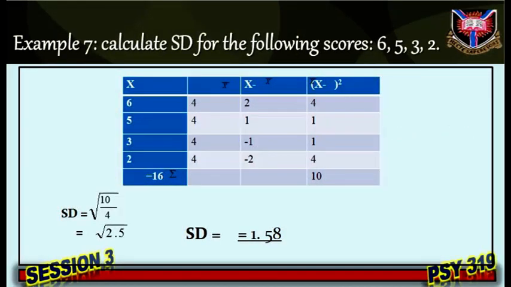Example 7. Let's say you are asked to calculate a standard deviation for the following scores: 6, 5, 3, 2. The table below shows the calculation of the standard deviation.